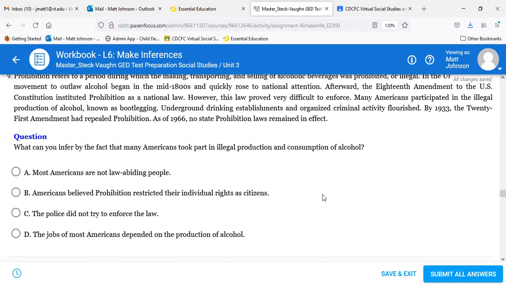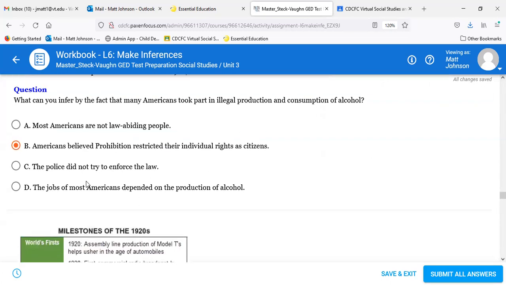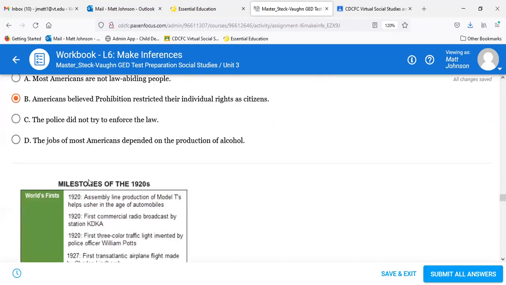D. So B. Yeah, B as in boy. They just felt that this was basically a violation of their rights, of their individual rights. So, all right. So B as in boy for number 9.